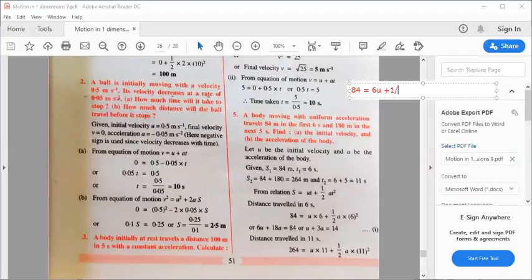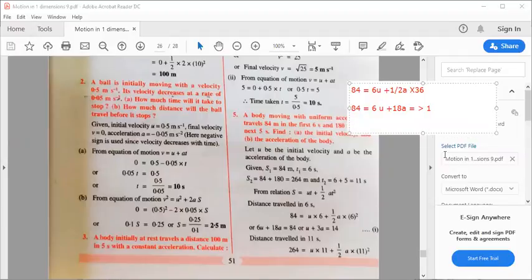So half at square क्या होगा, 36. So can I write 84 is equal to 6u plus half at square में 36 को आधा क्या करेंगे, so it will become 18a. Now if you see, this is a linear equation in two variables. So this is my first equation. Let's take the second equation.